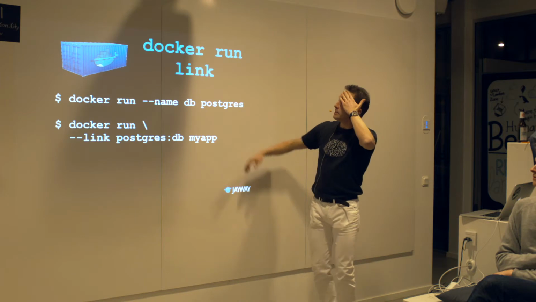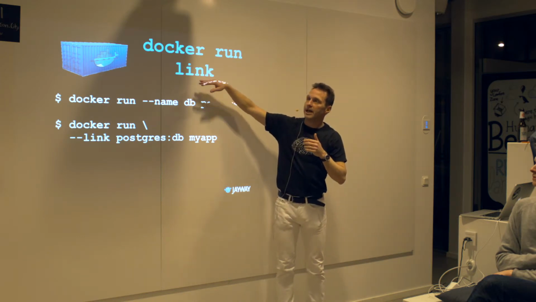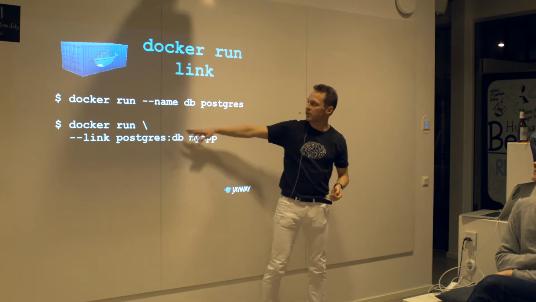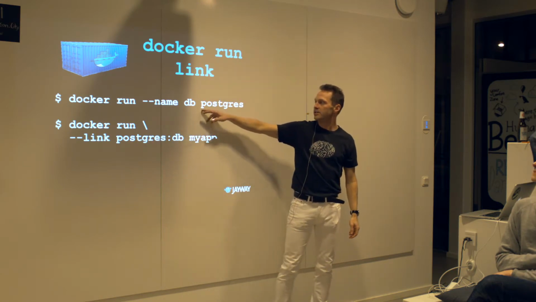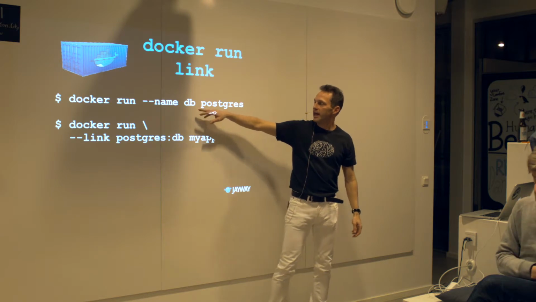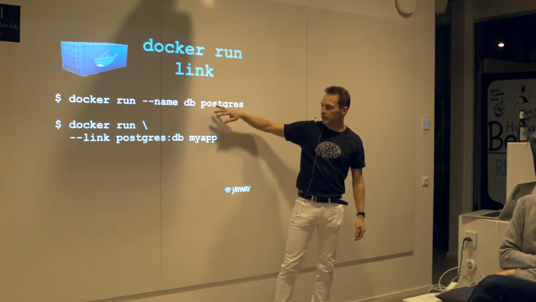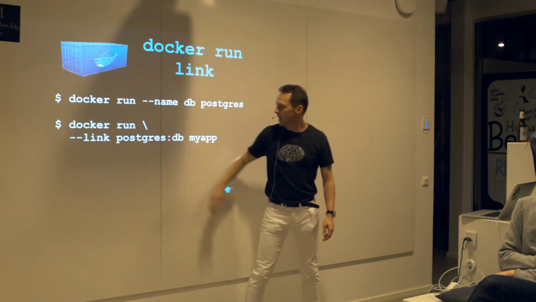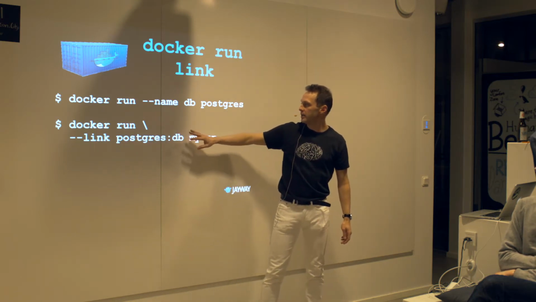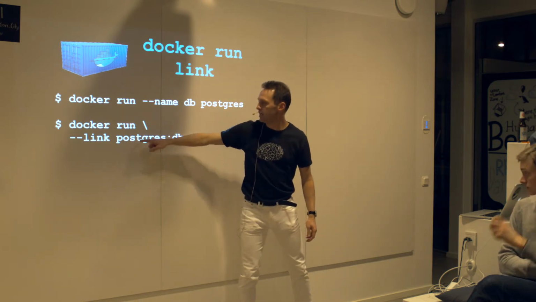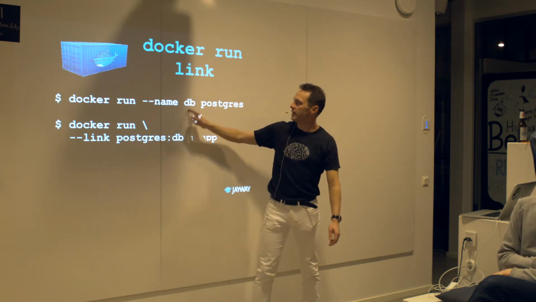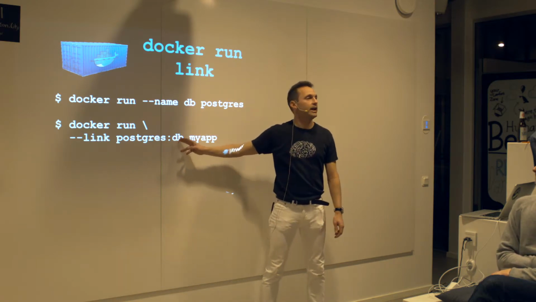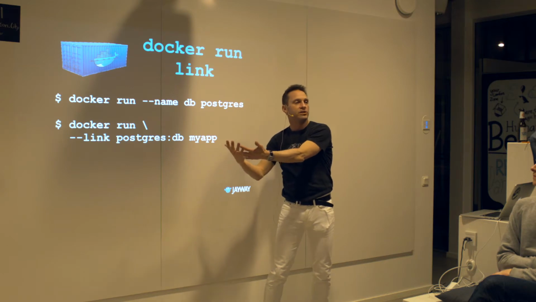Another way to access the ports of a container is through link. And so here I start a database with the name db, and then I start another container here, docker run, and it should actually say db here because it's referring to a name, this container here, db, and this is the name that will be used inside the container.